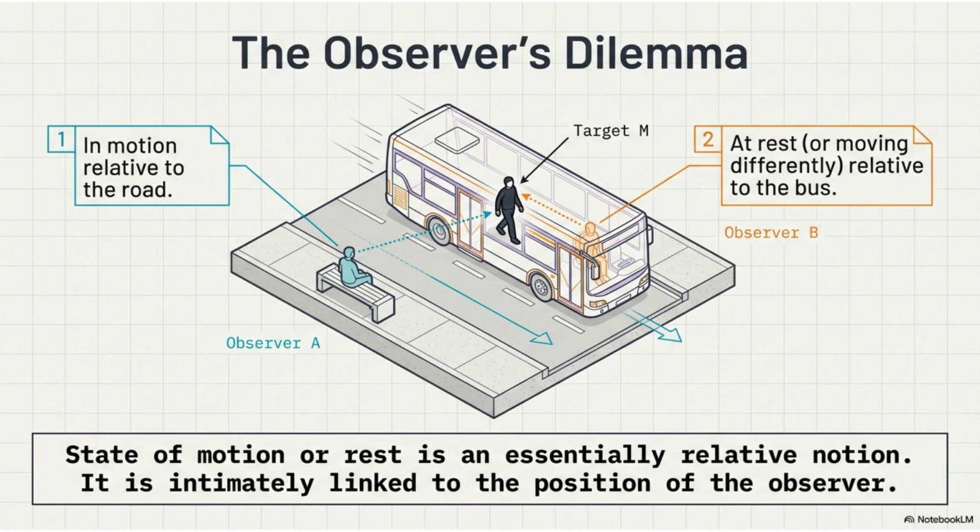From the point of view of observer A, the target may appear to be moving because the bus itself is moving relative to the road. However, from the point of view of observer B, the same target may appear to be at rest, or it may have a completely different motion.